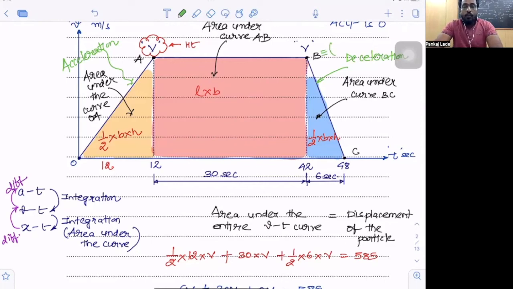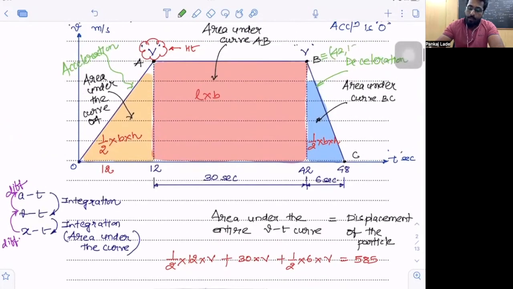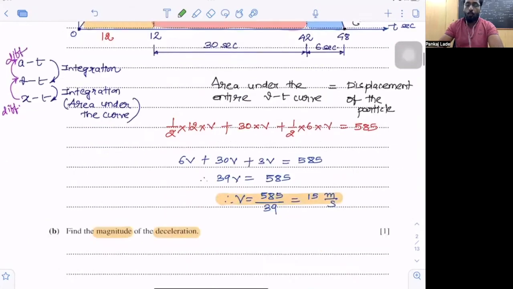The coordinates of point B are going to be 42 for the X coordinate, and the Y coordinate is V. And how much is V that you have? V is 15, right? So it's 42, 15. Can you also tell me the coordinates of point C? For point C, the coordinates are going to be 48, 0. So I have the coordinates of points B and C. I'm going to find the slope of BC.